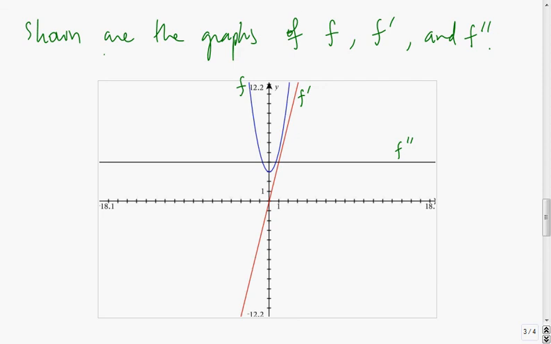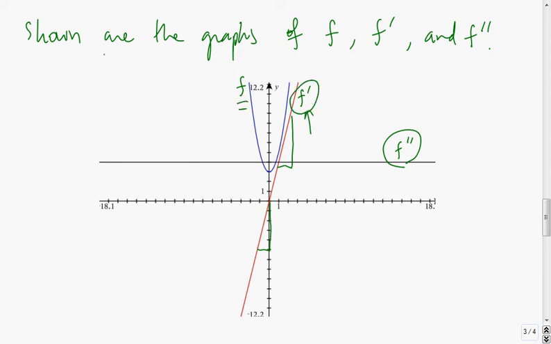If we take a look at the graph of f prime of x here, we see that the slope is always the same. The rise over the run is the same no matter where we go, because it's a line. And so that's why we see that f double prime is a horizontal line, because f double prime gives the slopes of the graph of f prime. So that's the way each of these works. f prime gives the slopes of f, and f double prime, or the second derivative, gives the slopes of f prime.